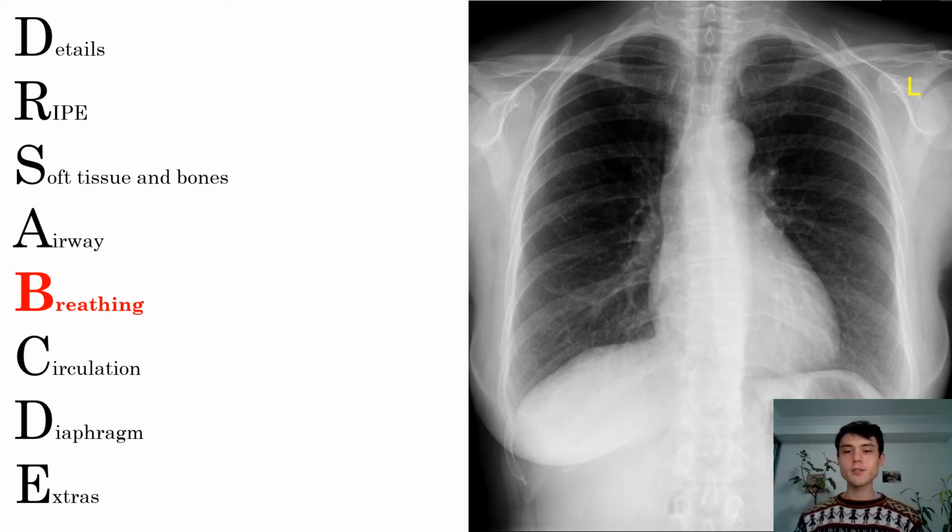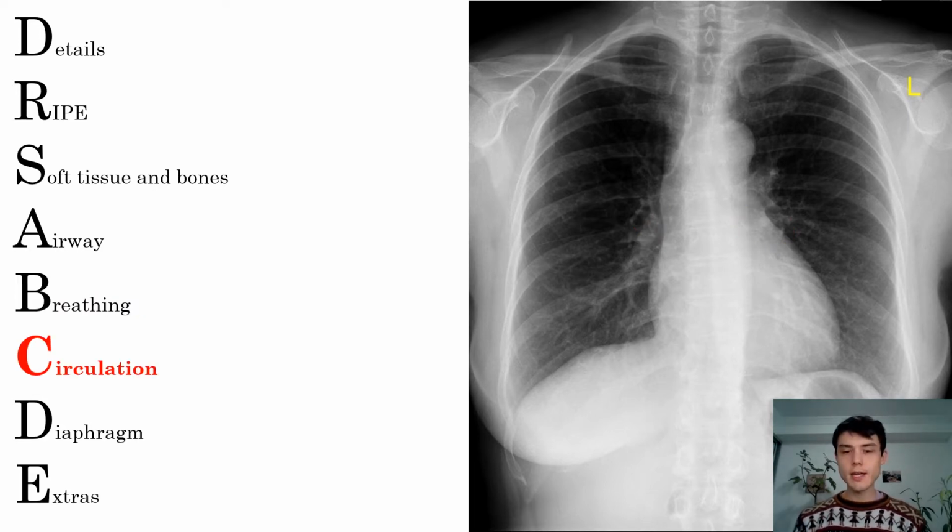B stands for breathing, so we look at the lung fields. We check the vascular markings we can see. We look for any opacification in the lung fields and the distribution of that. We can also have a look at the hilar, making sure they look normal and don't look enlarged.